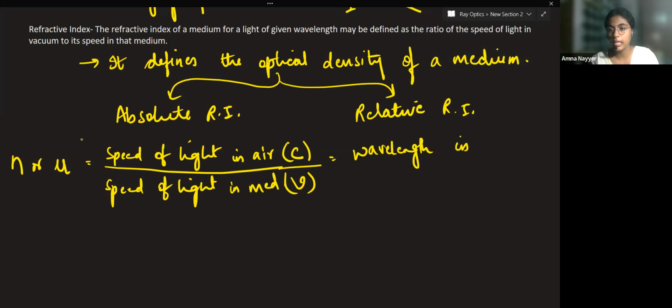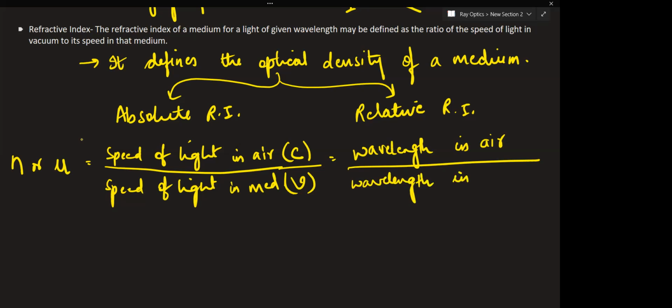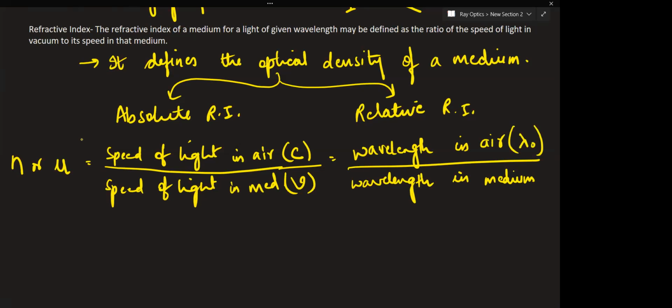Wavelength in air to the wavelength in a different medium. Wavelength in medium, wavelength of air. So wavelength of air, I am depicting it through lambda naught. Naught symbol is representing air. And then for medium, I am writing it as lambda.